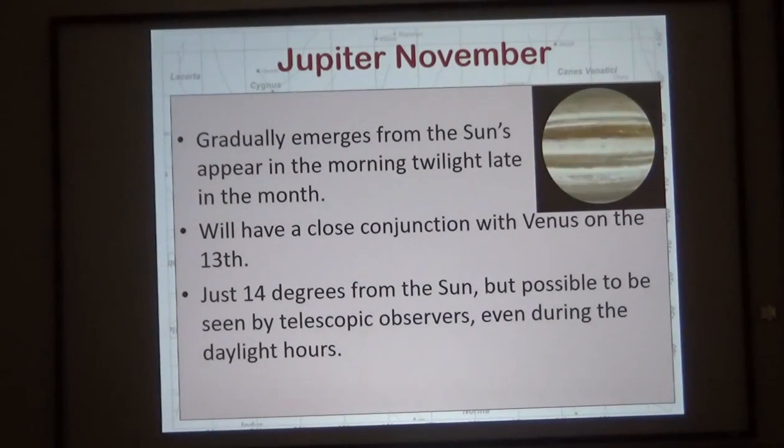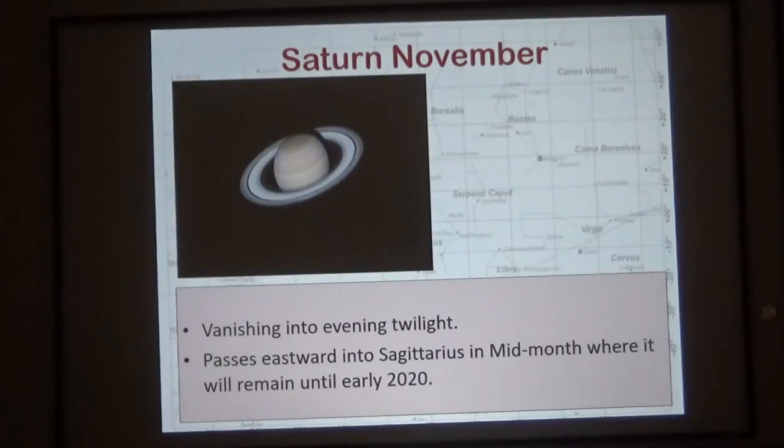What do I have? Yeah, close conjunction with Venus on the 13th. I'll talk more about that later. I have a little proposal to make about that. Saturn, well, it's gone. Saturn's one of my favorite planets, but we'll catch up with it again next summer, I believe July or August, somewhere around that time, and it's lined up with Mars.